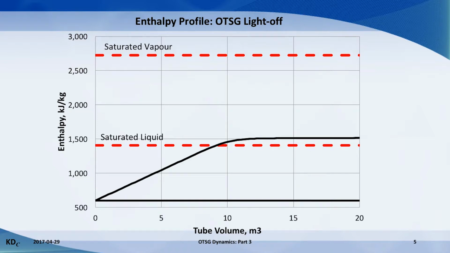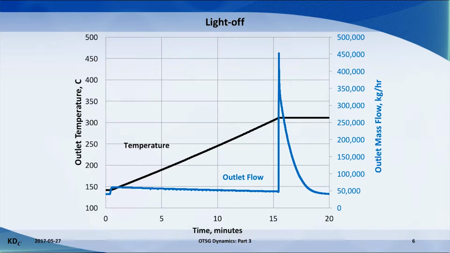The animation continues and we see a rapid increase in the outlet enthalpy. The 10 cubic meters of water in the radiant section is replaced with wet steam. The sudden emptying of the OTSG is easier to see with the trend of the outlet mass flow rate. The outlet mass flow starts identical to the inlet mass flow and then increases slightly at light-off. This is because the decreased density in the OTSG has caused the outlet mass flow to exceed the inlet mass flow.